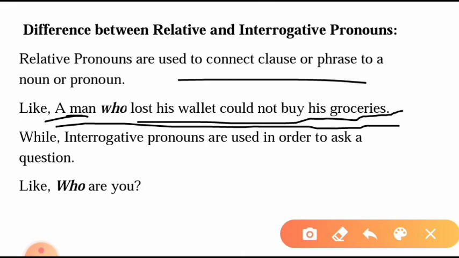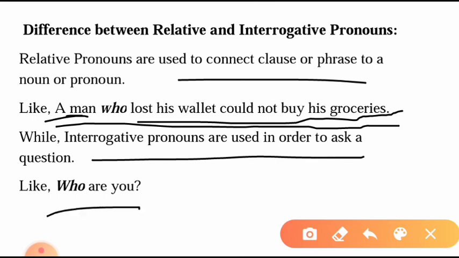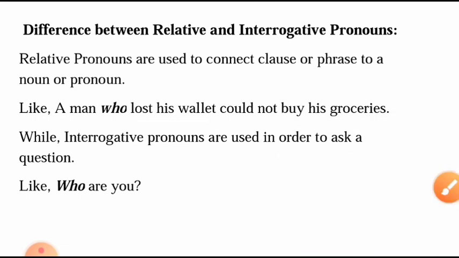So that is the reason you use relative, while when you are talking about the interrogative, you are talking about asking a question. When you are asking a question, you will use interrogative, like in who are you. While when you are referring to previously mentioned information and adding more information, or when you are connecting clauses or phrases, you are using a relative pronoun. So this is the basic difference between relative and interrogative pronouns. So I think you got all the information about the relative and all the kinds of pronouns.